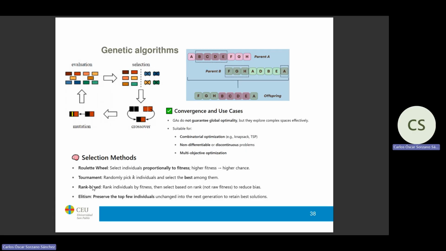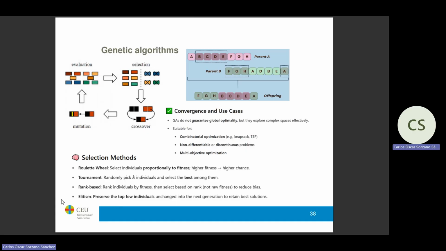Then this rank based. So instead of using the raw fitness for the probabilities of being parents, it is based on the rank. So the first ones have more probability, but the differences in rank are smaller than the differences in fitness.